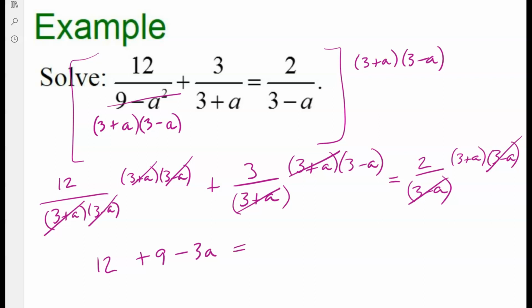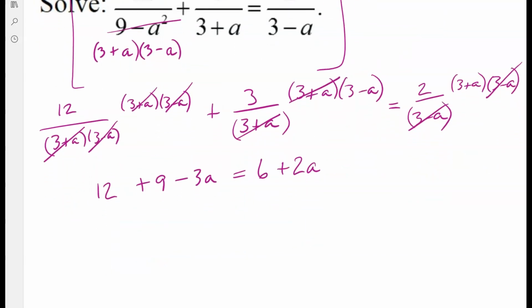So let's go ahead and distribute the 2. 2 times 3 is 6. 2 times a is plus 2a. Plus signs, minus signs, equal signs are very important. If you lose any of those, then it kind of puts you in trouble for getting the right answer. So let's combine like terms. So we have 12 plus 9, which is 21, minus 3a is equal to 6 plus 2a.